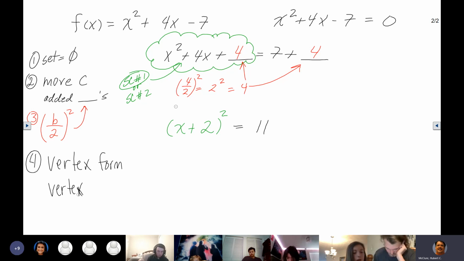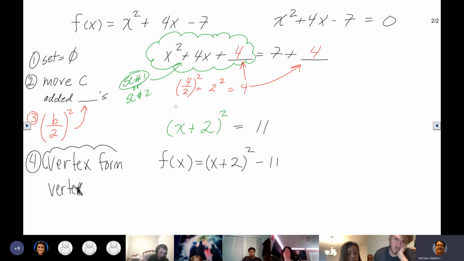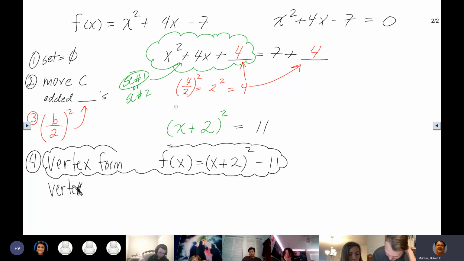Now there's 2 things here, and I want you to make a note. Vertex form is not the way it's written right here. Vertex form is written like this. Okay, I want you to make a note of that. Sometimes the test will ask for vertex form, and you put an f of x in front of it, and you bring the 11 over, and that's vertex form.